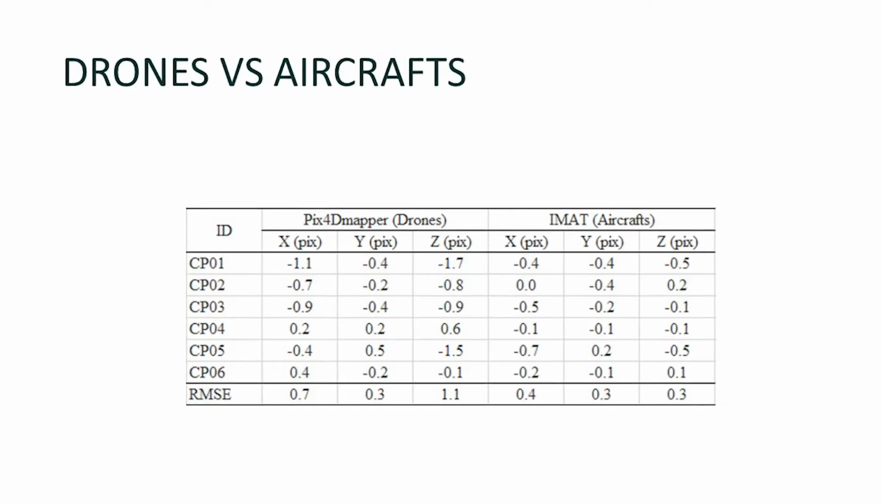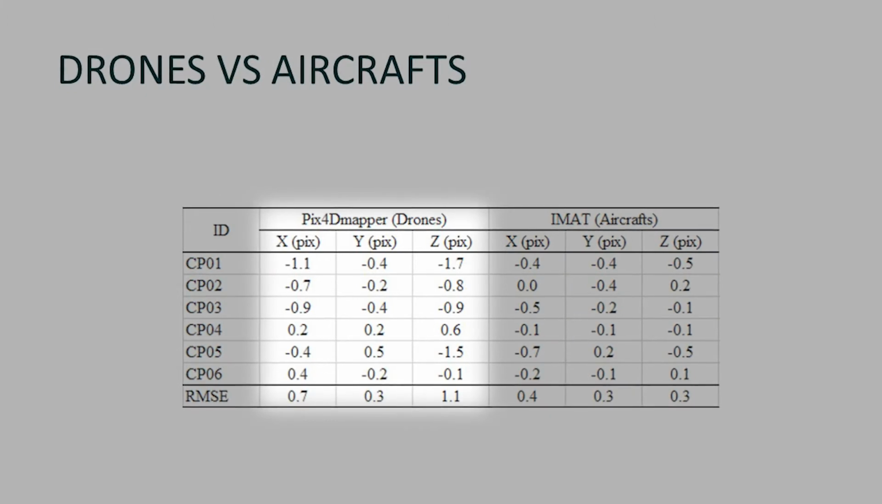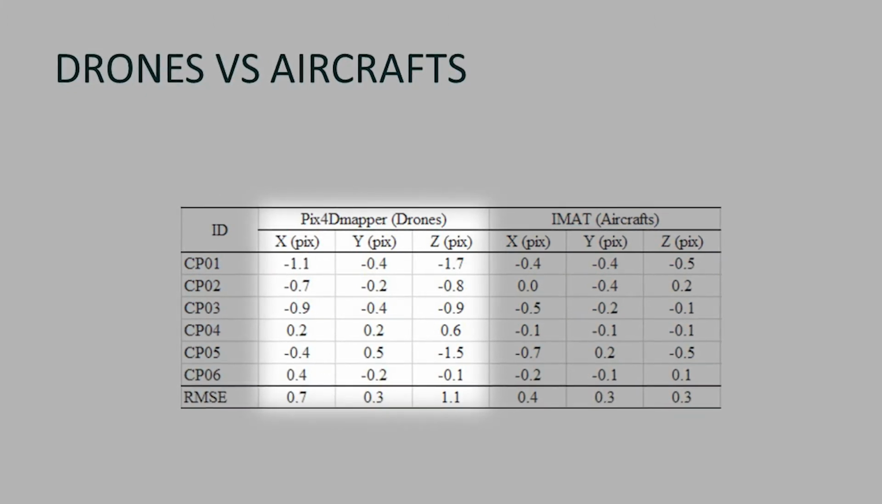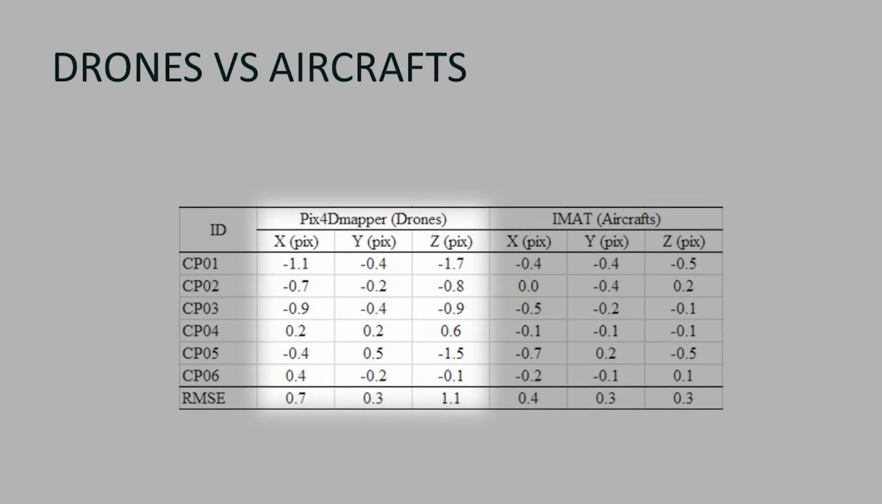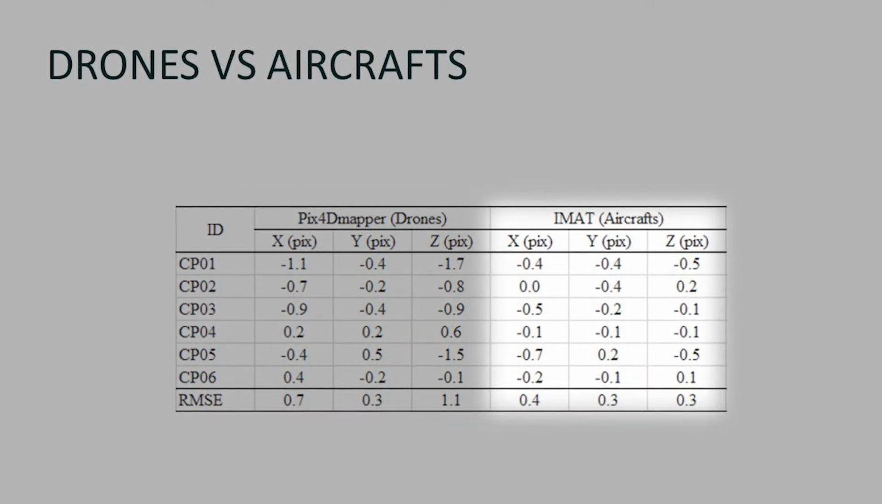Here, we can see the software processing results. On the left, we have Pix4Dmapper, a software representing drones, and on the right, we have IMAT representing aircrafts.